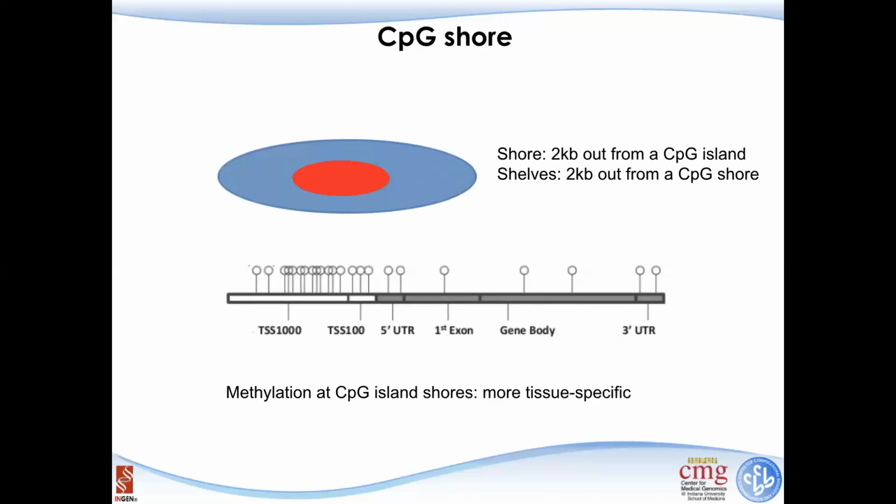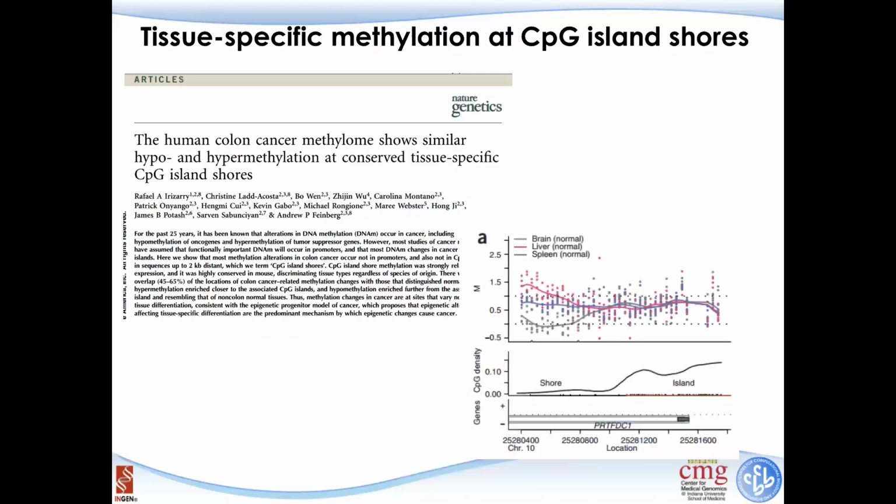But it's just a concept that you just keep in mind. It's not necessary to pay much attention there. However, CpG shores, people have proved, are most important, especially the methylation in the CpG shores. CpG shores are more tissue specific.